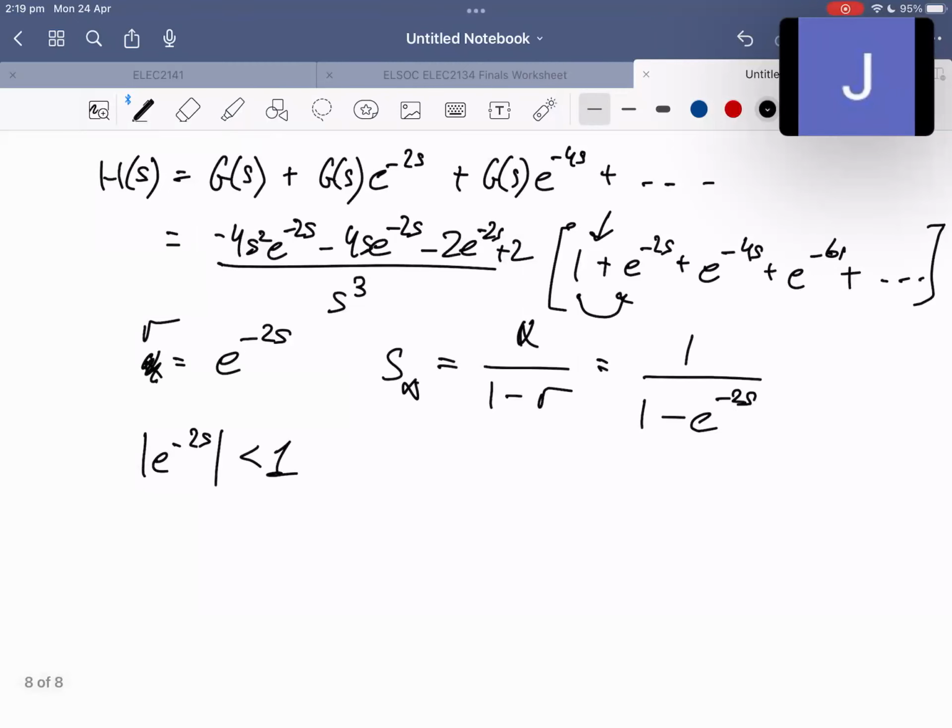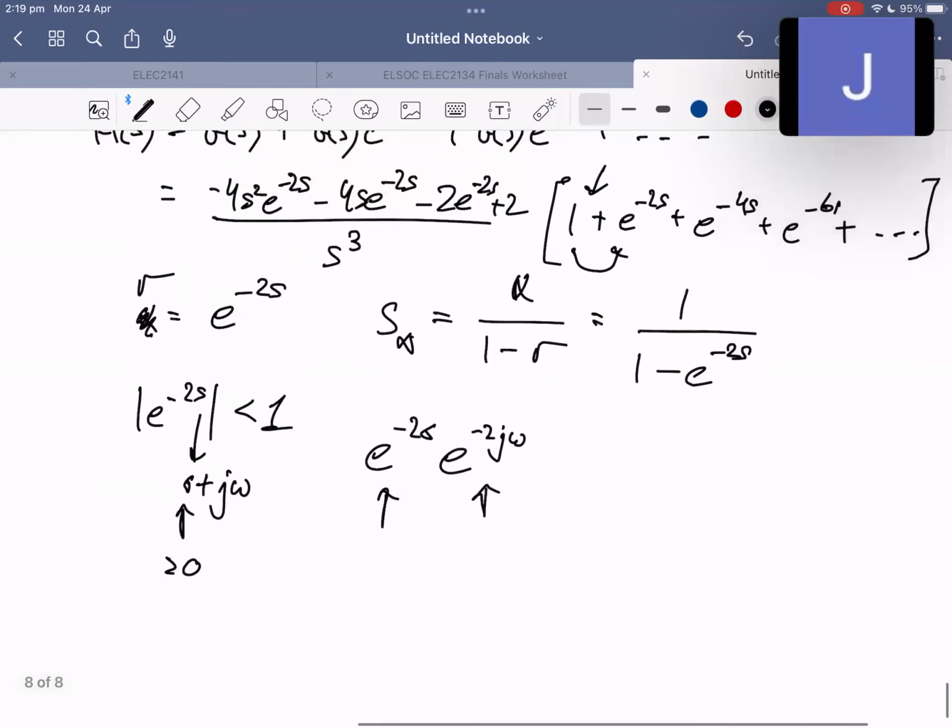But because s is a complex number, it's sigma plus j omega. As long as the real part is greater than 0, then we're all good, because then we have e to the minus 2 sigma times e to the minus 2 j omega. This thing oscillates because it's just a phasor, and it always has a modulus less than 1, provided that sigma is greater than 0, because then you have e to the negative something, which is always less than 1.